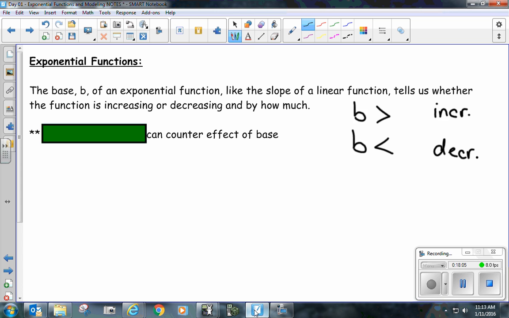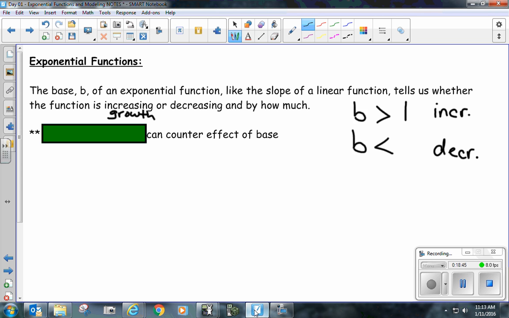If b is bigger than what number, the function increases? Any guesses? It's not 0, because if b is 0, 0 to any power is 0, and that turns our whole function into 0. It's 1, because everything is by 100%. If I give you $100, and next week you have 100, you still have 100% of it. If you come back with 90, guess what? You have 90% of it. That's less than 100%, 0.90. So if b is bigger than 1, the function is increasing, which, in terms of exponentials, we call growth.